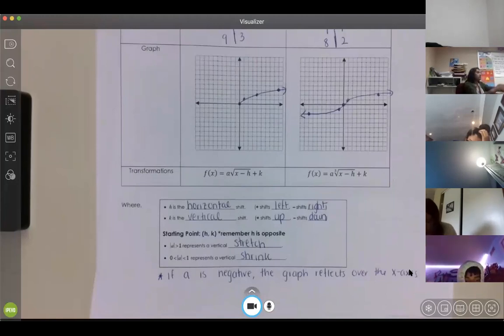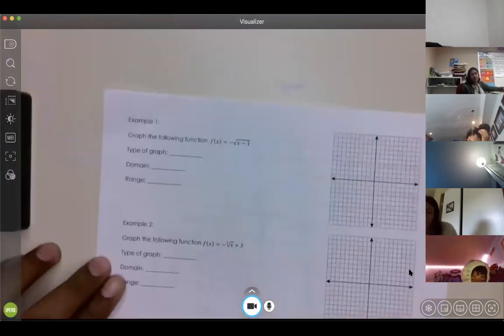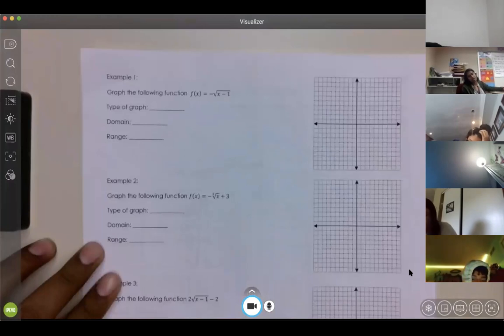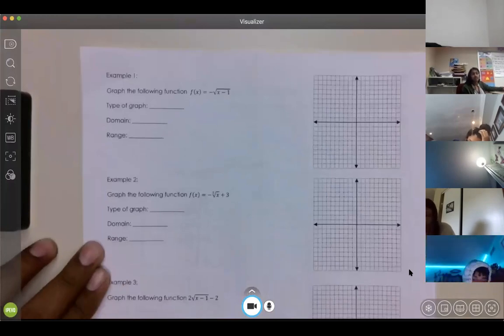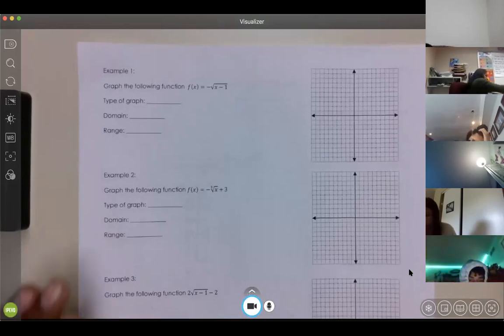Okay, let's go ahead and get started on examples. I've been talking for too long. So the first example, graph the following function, f of x equals negative square root of x minus 1. And we're going to go ahead and first identify the type of graph. So do I have a square root function or do I have a cubed root function? What do you think, Venus? You got a square root. Good.